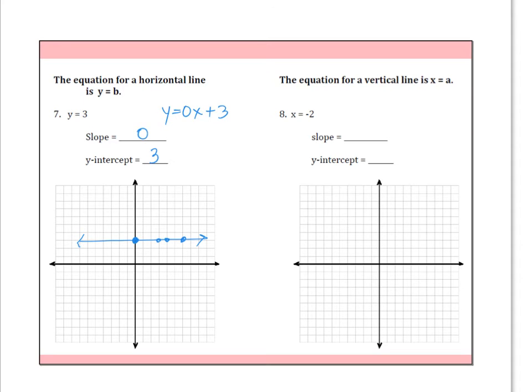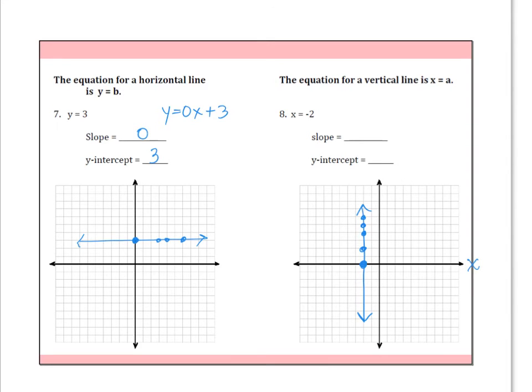On the flip side, go to number 8, the equation for a vertical line will always be x equals some number. So x equals a. In this case, you can see we have x equals negative 2. So the thing that I'm going to think about here is x always has to equal negative 2. So on the x-axis, if I go over to negative 2 and put a dot, every x has to be negative 2. My line is going to look like this. No matter what point I pick on this line, it's always going to be left 2. The x is always negative 2.